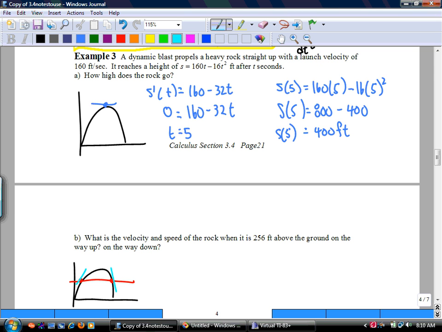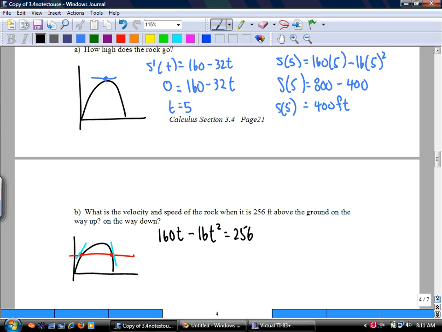So we need to know when we're 256 feet above the ground. So we take our formula, 160t minus 16t squared equals 256. Change it into something our Math 11 teacher would be proud of.